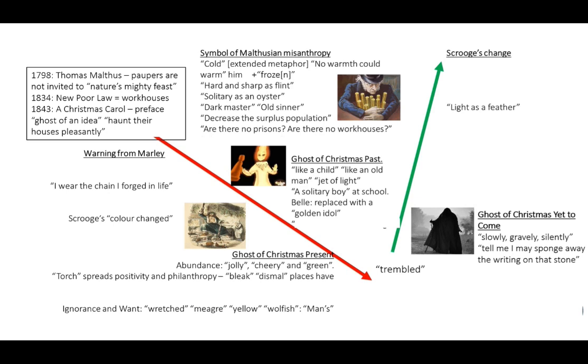At the top, you've got symbol of Malthusian misanthropy. This is him at the beginning. He's cold. He's hard and sharp as flint. Solitary as an oyster. Dark master, etc. He represents Thomas Malthus at the beginning. Then he has his warning from Marley. "I wear the chain I forged in life," Marley says.